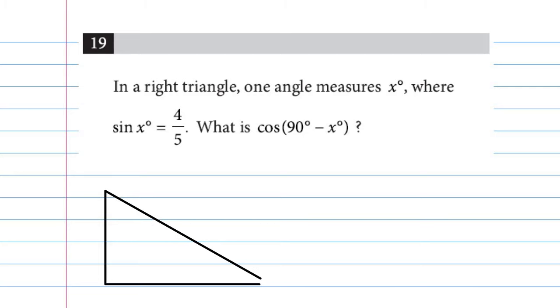But let me just finish this off. It wasn't perfectly drawn, but yeah. So this is our triangle, and let's say x is this angle, and this is a right triangle, which means this should be 90 here, right? So that's 90 degrees.